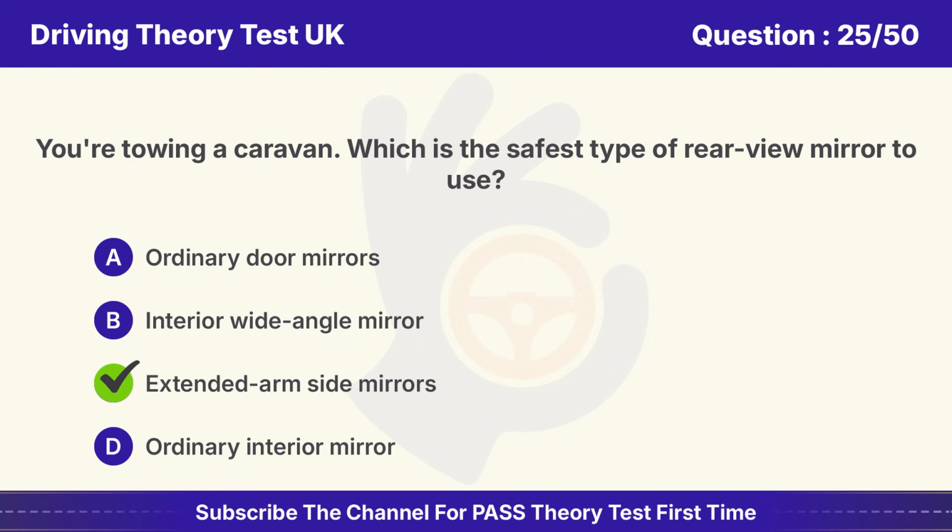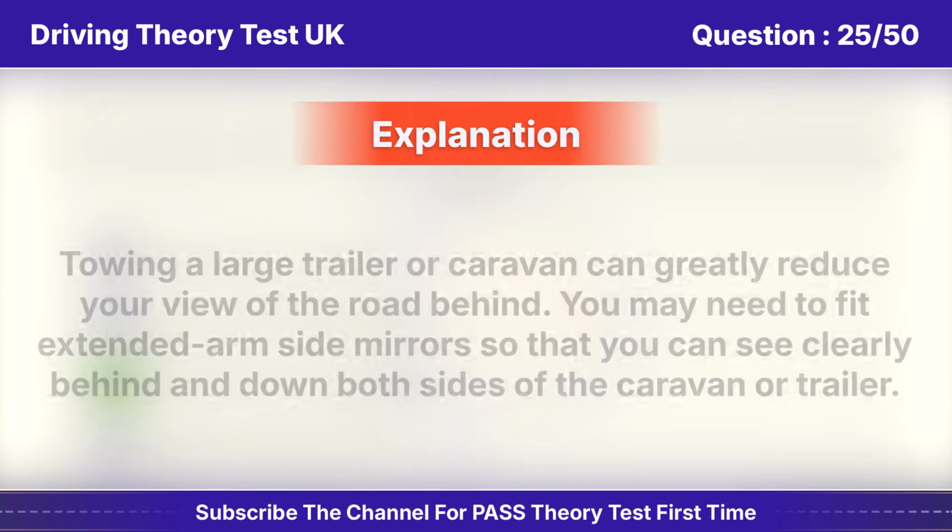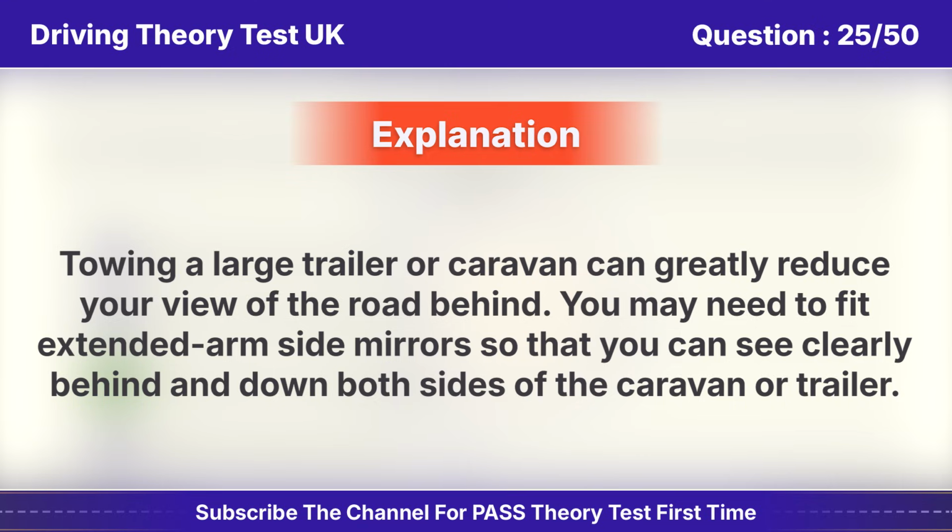Answer is C. Extended arm side mirrors. Towing a large trailer or caravan can greatly reduce your view of the road behind. You may need to fit extended arm side mirrors so that you can see clearly behind and down both sides of the caravan or trailer.